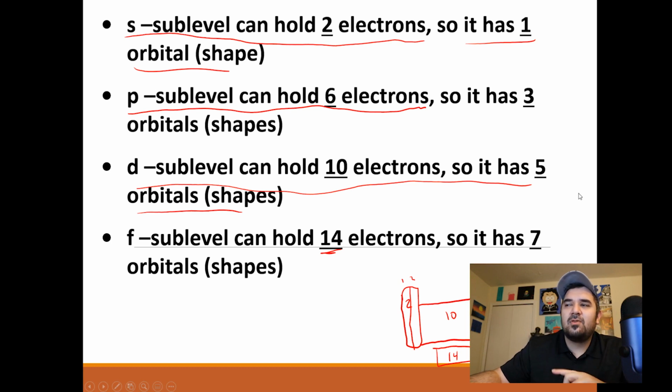So the F sublevel can hold 14 electrons, meaning it has 7 orbitals. We're going to spend very little time talking about the F block. It's the least important for us here in high school.